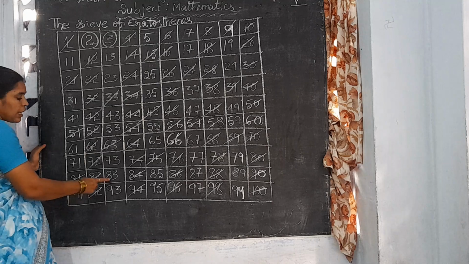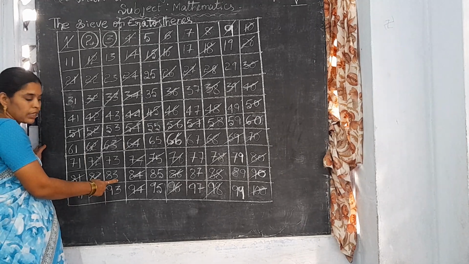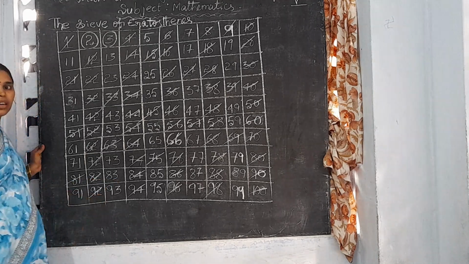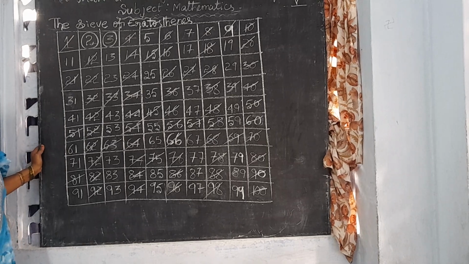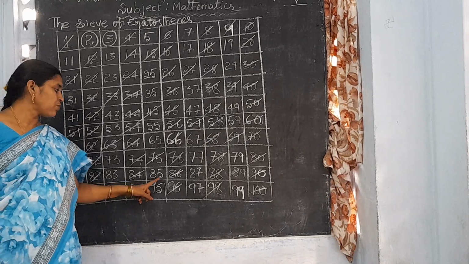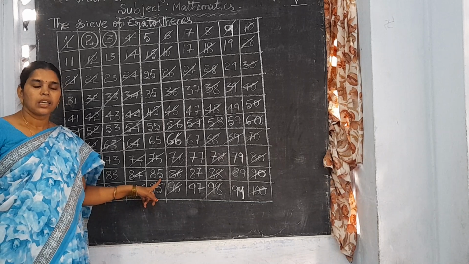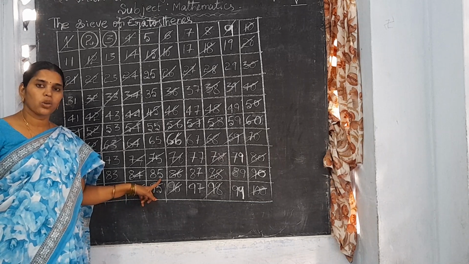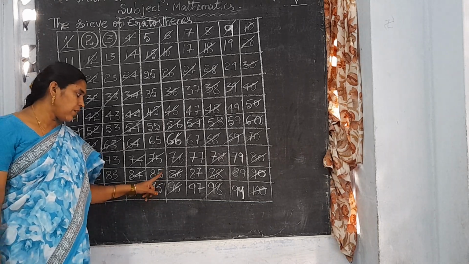So cancel it. 8 plus 3. 8 plus 3 how much? 11. 8 plus 3 is 11. 8 plus 5 how much? 13. Is 13 divisible by 3? No. So leave it that way.